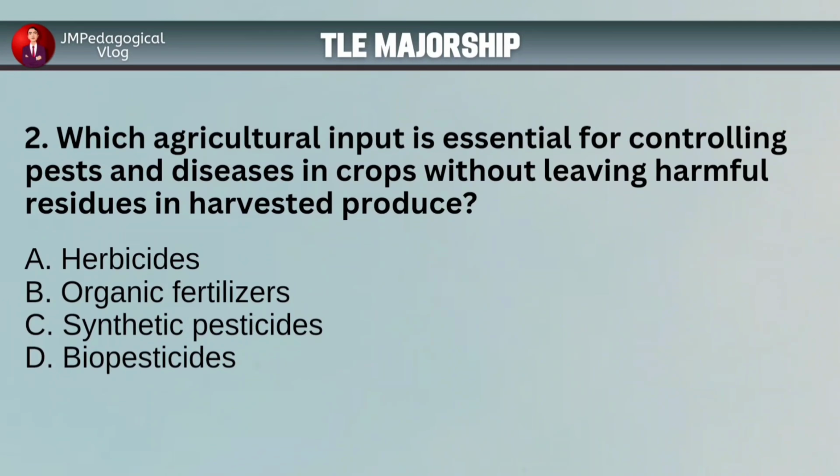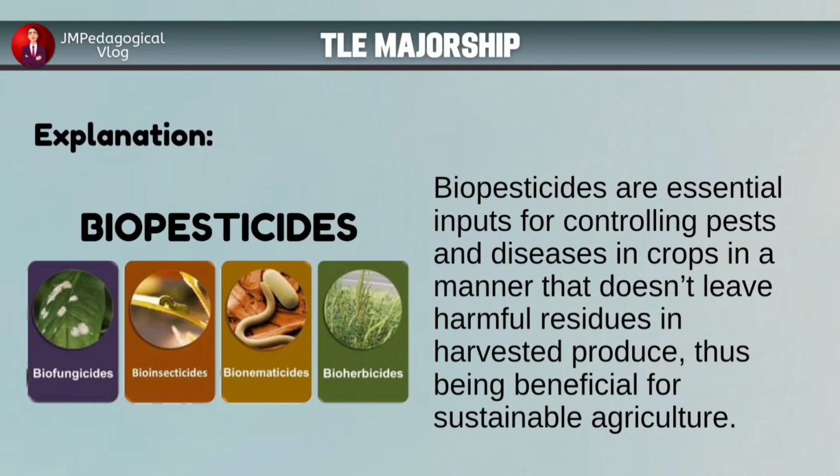2. Which agricultural input is essential for controlling pests and diseases in crops without leaving harmful residues in harvested produce? A. Herbicides. B. Organic fertilizers. C. Synthetic pesticides. D. Biopesticides. D. Biopesticides. Explanation: Biopesticides are essential inputs for controlling pests and diseases in crops in a manner that doesn't leave harmful residues in harvested products, thus being beneficial for sustainable agriculture.